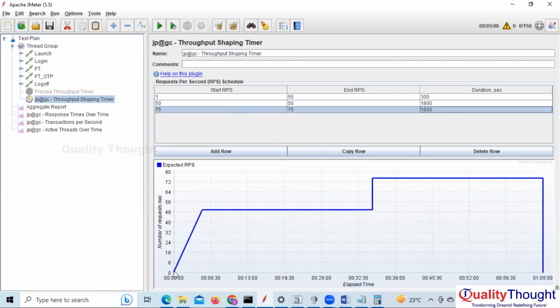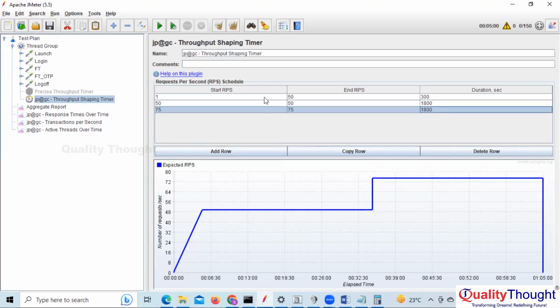Like in the precise throughput timer and constant throughput timer, you can only give one throughput, like one target, which is 100 or 200 or whatever. If you give one target, it will try to achieve that target during your load test, right? But in the throughput shaping timer, you can shape your throughput. Like for half an hour, I want to achieve only 50 TPS, but after half an hour, I want to increase my throughput to 75. So like this also you can give using your throughput shaping timer.